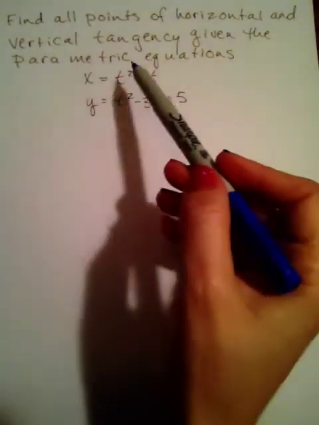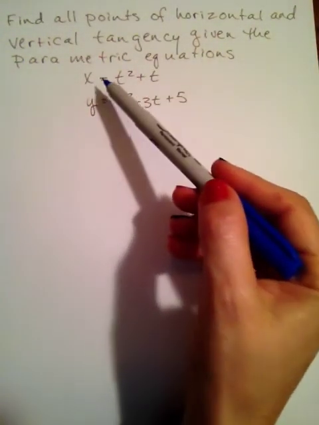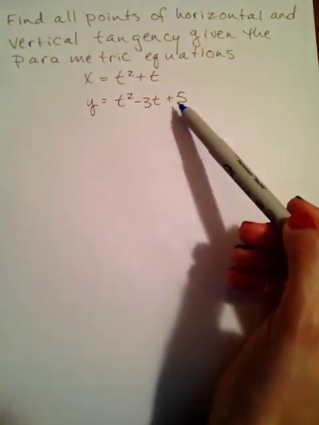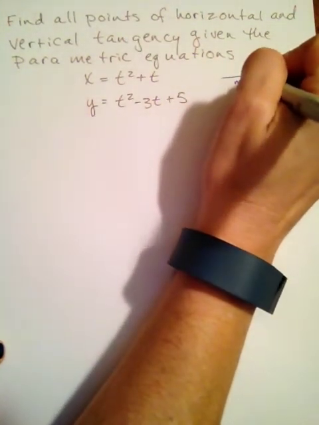Find all points of horizontal and vertical tangency given the parametric equations x equals t squared plus t, and y equals t squared minus 3t plus 5. So what we know is that if you have a horizontal tangent line, the slope is 0.